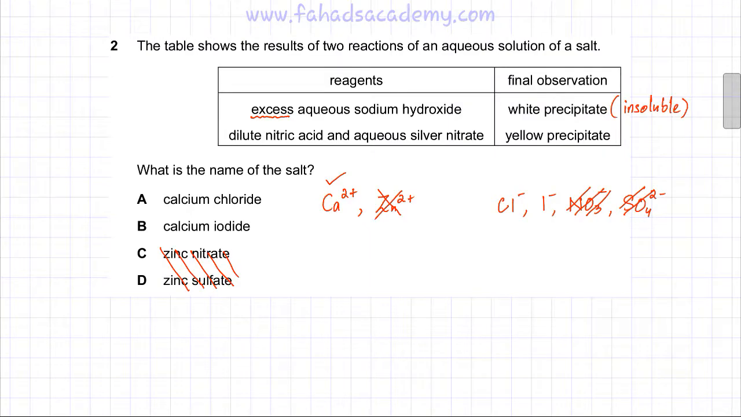So coming back to my question, the yellow precipitate would be of I-1. The silver nitrate would be providing the silver ions, and that would give a positive result. So the anion is not going to be Cl-1. That gives a white precipitate. It's going to be I-1. So the correct option would be option B according to the tests given.